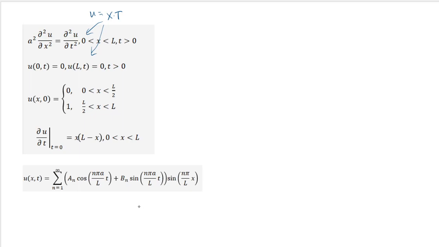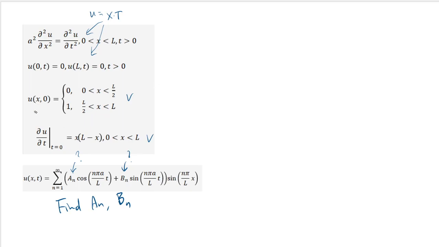And now what we need to do is to match the two initial conditions, which will in turn tell you what this an is and what this bn is. So that's this question. Okay, find an and bn that satisfy the given initial conditions.